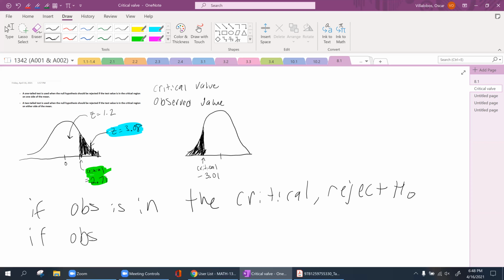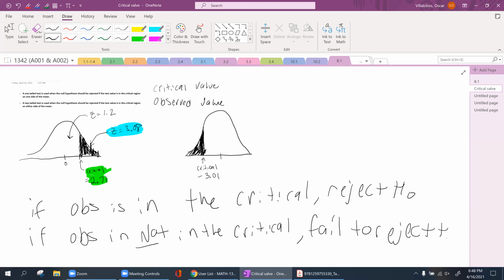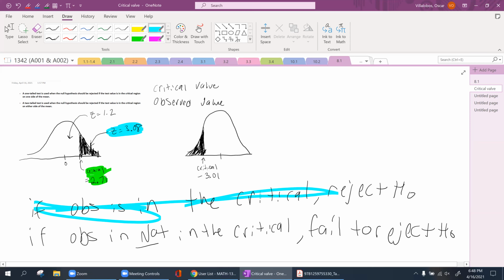If the observed value is not in the critical region, fail to reject. This terminology here is what I will be looking for in the exam. A blue case would be like this, like that one.